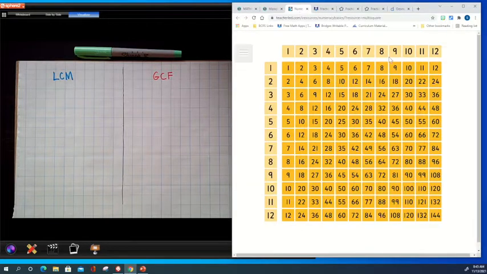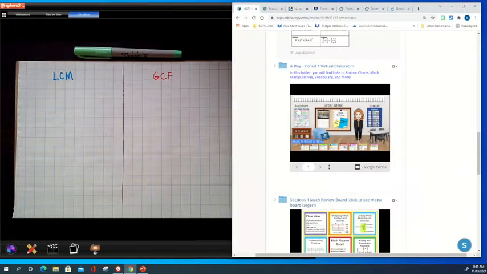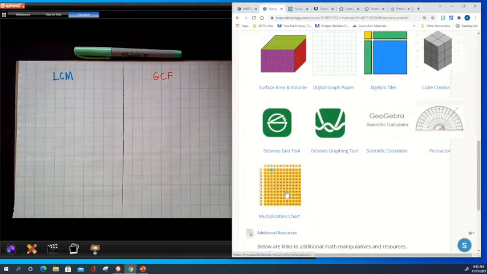So I have this open so we can refer back to it. However, you can get to that by going into our virtual classroom, clicking on the bookshelf, math tools, and it is right here, multiplication chart.